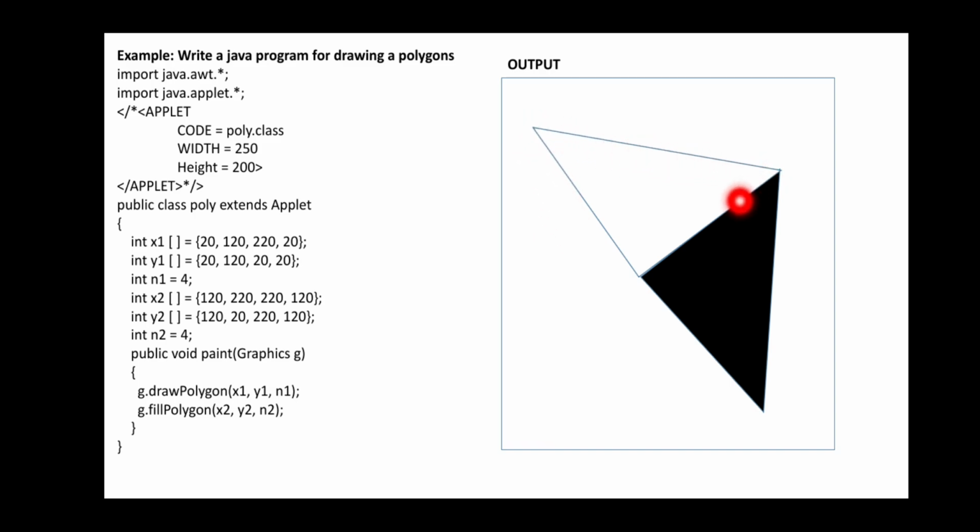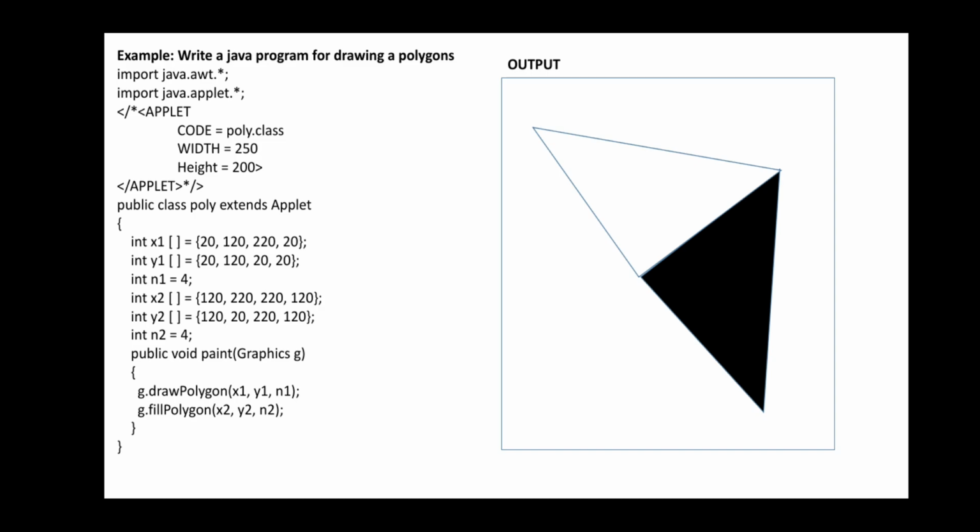This is the polygon, which you can call a transparent polygon. For a solid polygon you use fillPolygon. With fillPolygon you use 20, 120, 220, 20 and so on, so you are going to have a filled polygon, which we can call a solid polygon. So this is how we are going to draw polygons here.